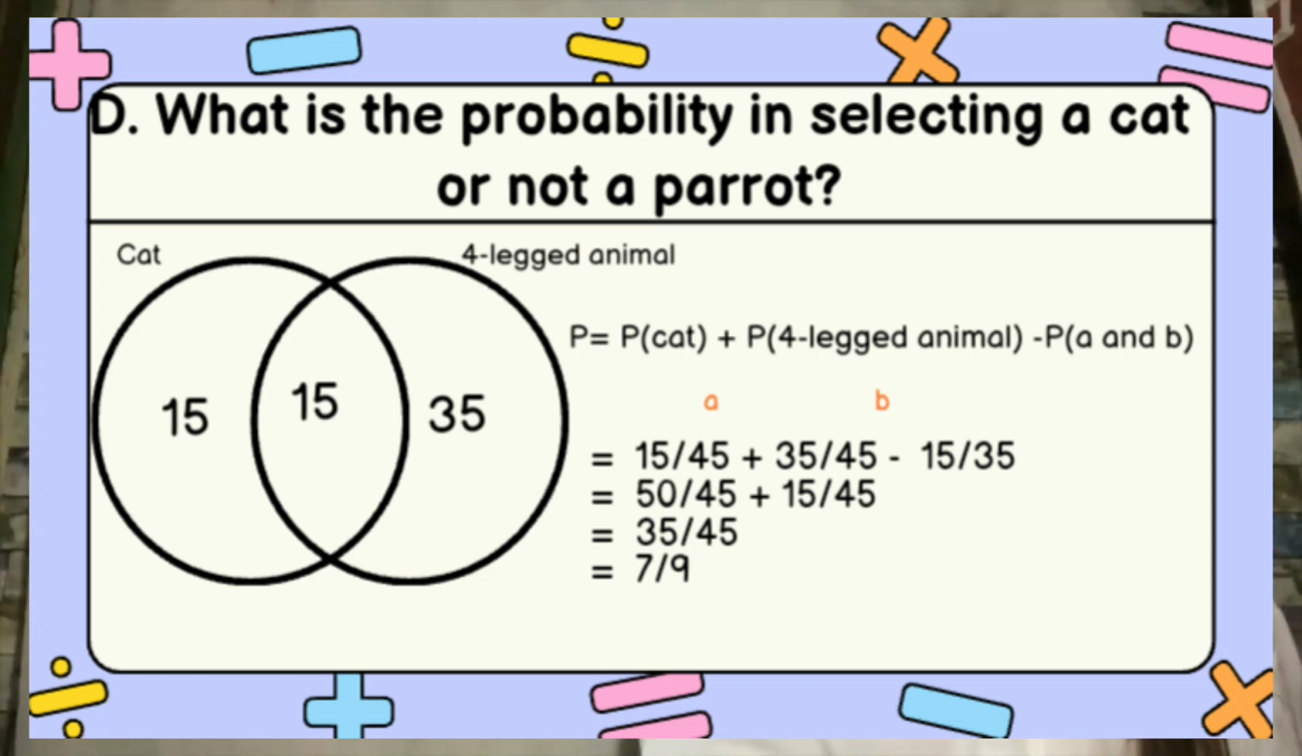The total number of cats is 15 and the total number of not a parrot, which is a cat and a dog, is 35 because 20 plus 15 is 35. We are going to put 15 in the middle because cat is the similarity. 15 over 45 plus 35 over 45 minus 15 over 45 equals 35 over 45, which can be simplified to 7 over 9. Now the chance of selecting a cat or not a parrot is 7 over 9.